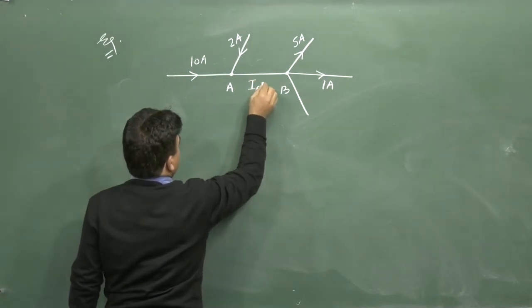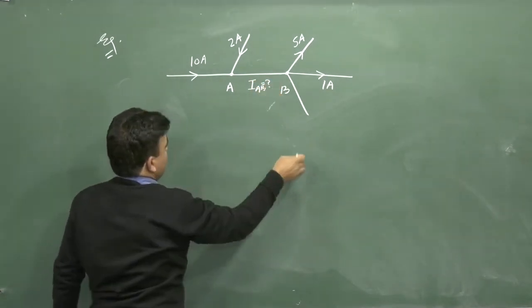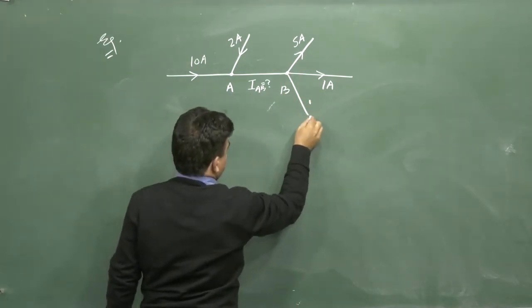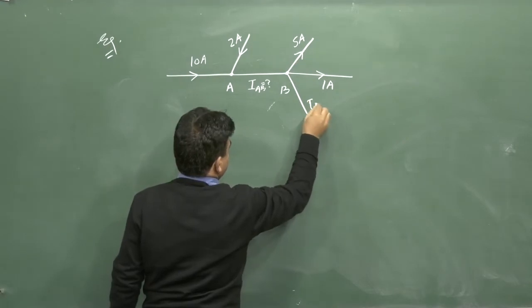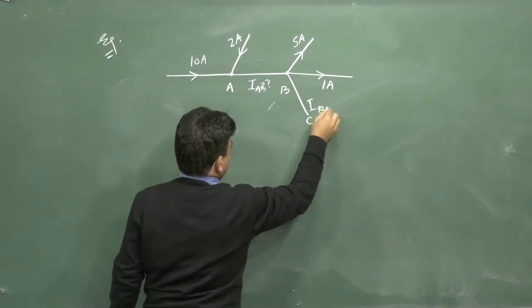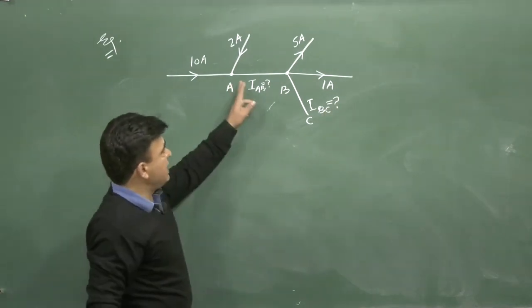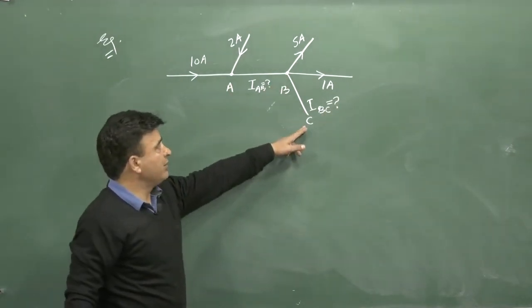IAB is equal to what? And in this branch, let us call this as BC, IBC is equal to what? We have to find the currents in the branches AB and BC.